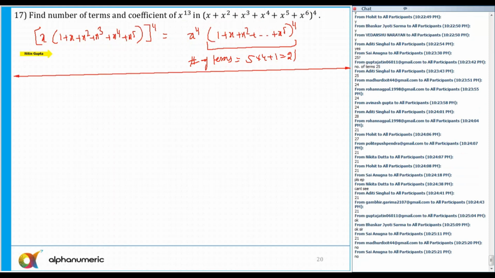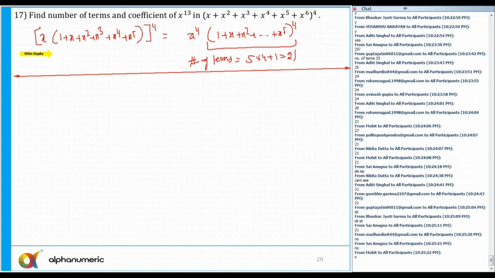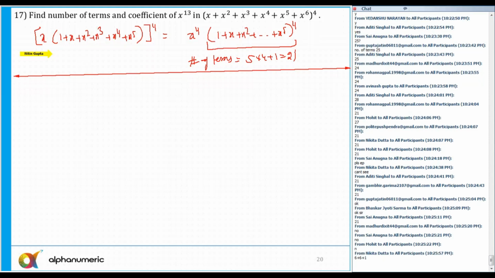Now I need to find out the coefficient of x raised to power 13. So how can we get the power 13, that we need to see. How many cases are there? I think if I start with 6 and 6, 12. 6 and 6 is not possible. 6, 5 and then something like that. Now one of the ways probably, yes, 6 plus 6, 12 is 13.